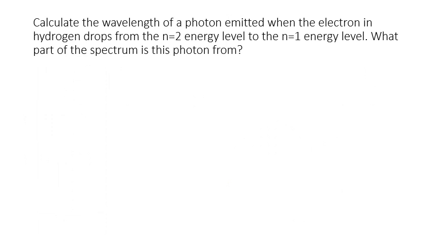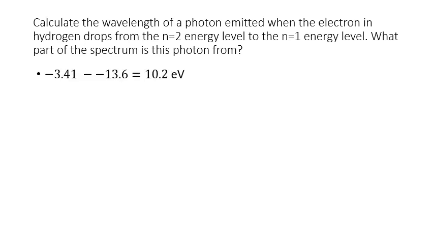Okay, so a question in an exam might read something like this. You've got that energy level diagram on my previous page, and you have been asked to calculate the wavelength of a photon emitted when the electron in hydrogen drops from n equals 2 to n equals 1. And you're asked what part of the spectrum this photon would be in. Okay, so it should be straightforward for you guys.